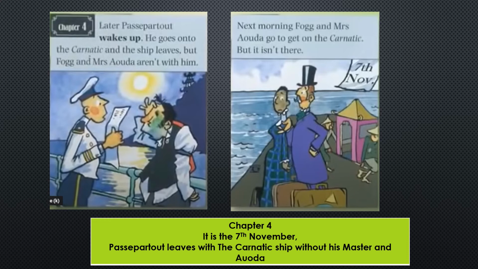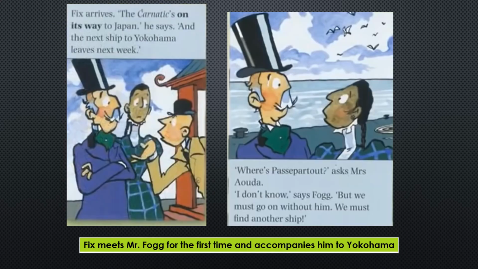Next morning, Mr. Fogg and Mrs. Auda go to the Carnatic but it isn't there. This is the time where Mr. Fix and Mr. Fogg meet for the first time. Mr. Fix arrives and says the Carnatic is on the way to Japan and the next ship to Yokohama leaves next week.